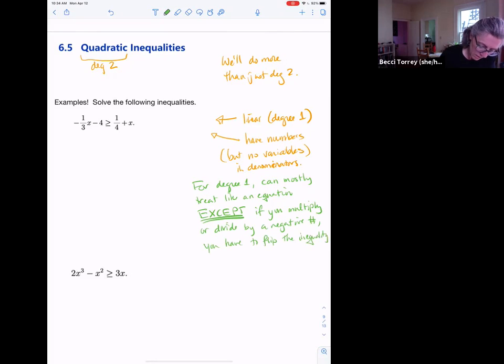So let's do this example. If I'm doing this example, I'm going to try to avoid having to do that so I don't make a mistake. I have a minus 1/3 x and I have an x. So I'm going to add 1/3 x to both sides. That's fine. Adding and subtracting works the same way as it does for equations.